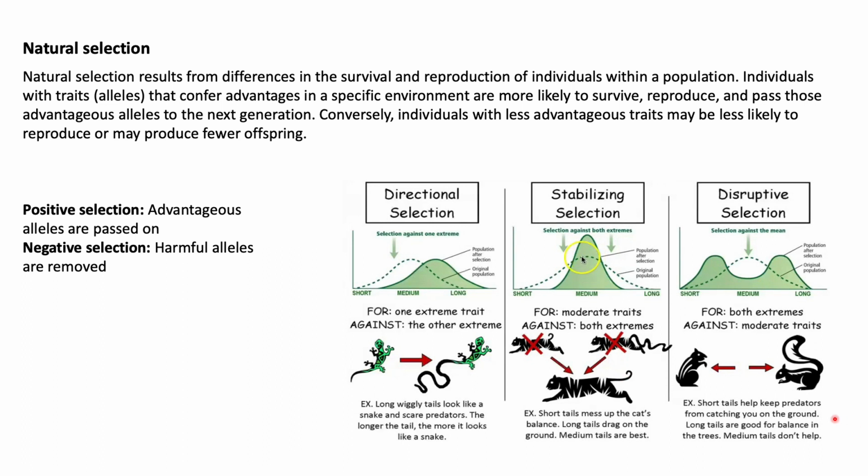The next is disruptive selection. This is where both extremes are favorable as compared to an average. For example, in squirrels, short tails may help prevent predators from easily catching them, and a large tail helps with its balance. A medium tail is, on the other hand, advantageous in no way. Thus, alleles contributing to a favorable trait that is advantageous for its survival and fitness are maintained in a population through a phenomenon called natural selection.